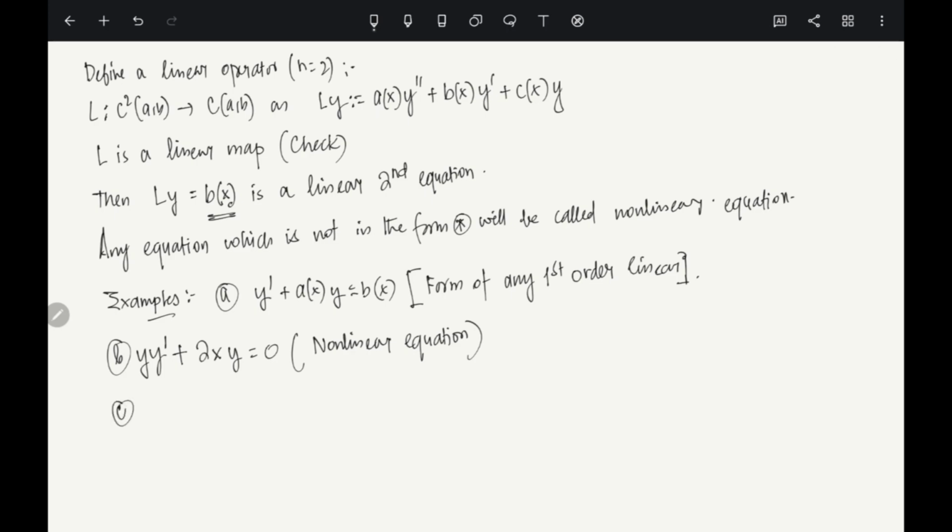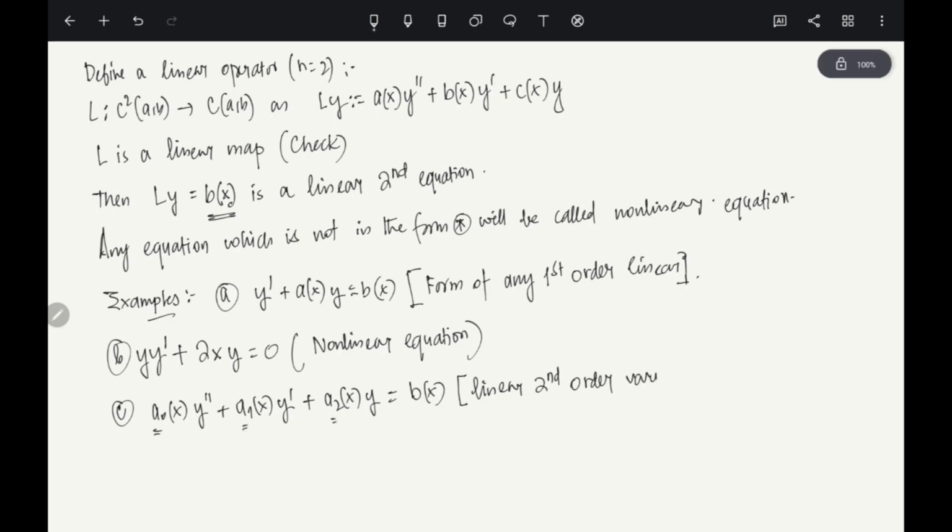Let's look at another example. Let's say a naught of x y double prime plus a1 of x y prime plus a2 of x y equals to, first of all let me write it as b of x. Now if we do that, then this equation is a linear second order equation, right? And we call it a variable coefficient equation, because these coefficients depend on x.